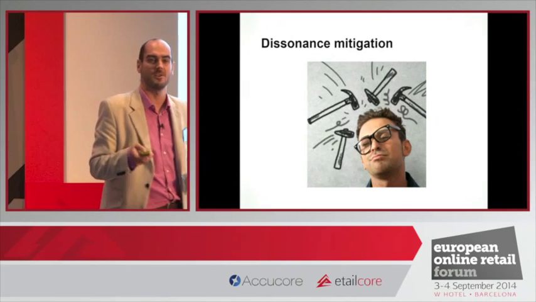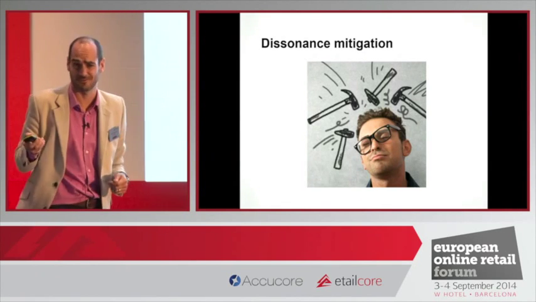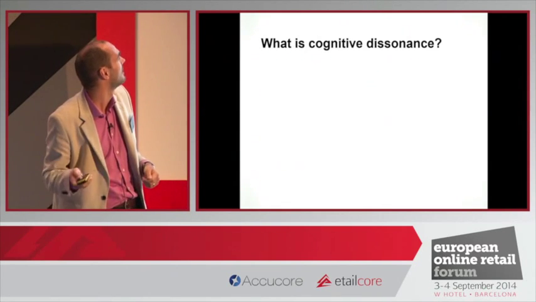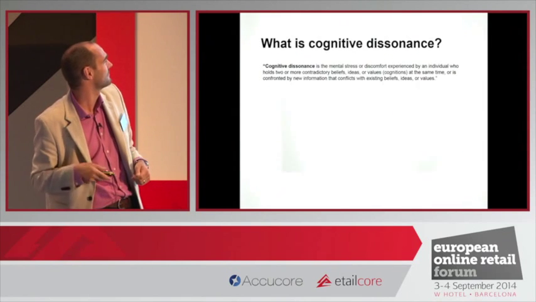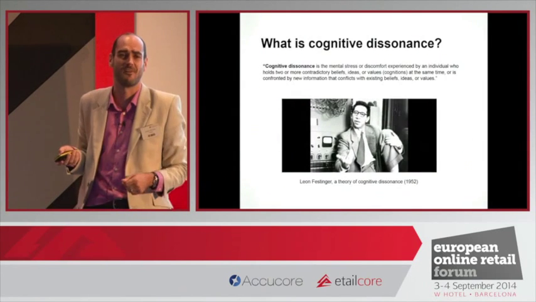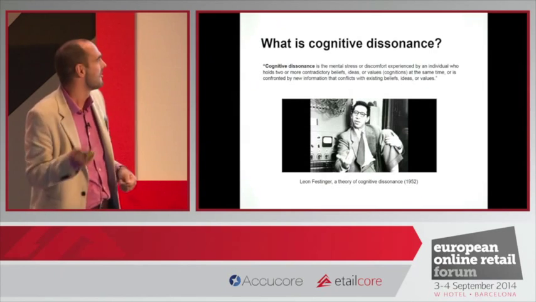So, dissonance mitigation. This is something quite new. Cognitive dissonance, which is where I've taken the theory from, isn't new at all. In fact, it stems from Festinger, 1952, who wrote a book on cognitive dissonance.